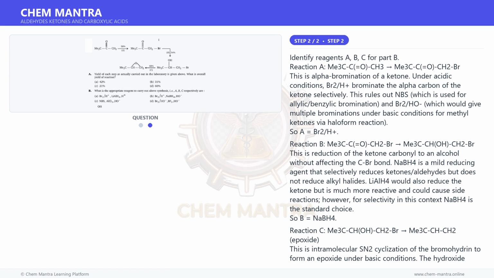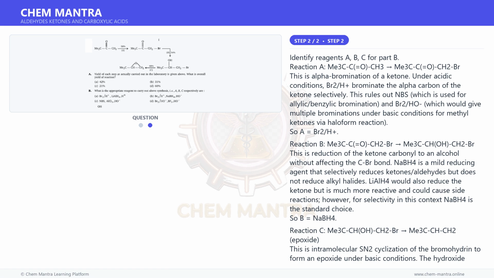Reaction B: Me3C-C=O-CH2Br goes to Me3C-CH(OH)-CH2Br. This is reduction of the ketone carbonyl to an alcohol without affecting the C-Br bond. NaBH4 is a mild reducing agent that selectively reduces ketones and aldehydes but does not reduce alkyl halides. LiAlH4 would also reduce the ketone but is much more reactive and could cause side reactions. However, for selectivity in this context, NaBH4 is the standard choice. So B is equal to NaBH4.